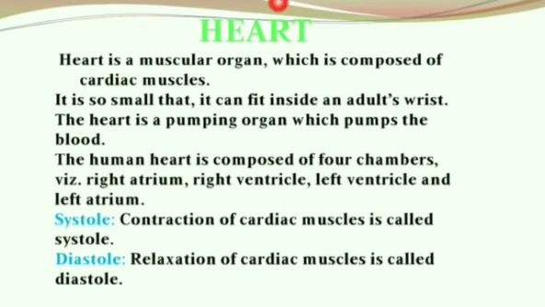Now let's talk about the heart. The heart is a muscular organ which is composed of cardiac muscles. It is so small that it can fit inside an adult's breast. The heart is a pumping organ which pumps the blood. The human heart is composed of 4 chambers: the right atrium, the right ventricle, the left ventricle and the left atrium. So what are systole and diastole? Systole is the contraction of cardiac muscles and diastole is the relaxation of cardiac muscles.